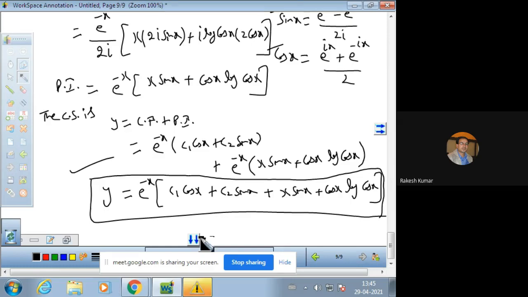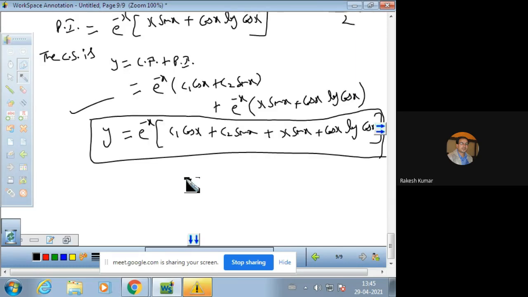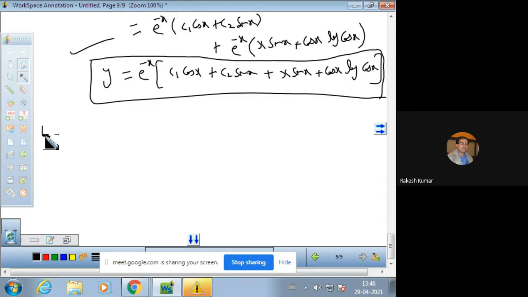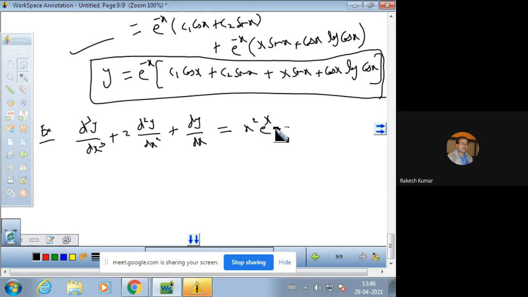So in this way, we will be able to find out the solution of the differential equation. Now, let us move further and find out the solution of one more important example. And this is a third order differential equation actually. So d cube y by dx cube plus 2 d square y by dx square plus dy by dx is equal to x square e raised to power x plus sine square x.